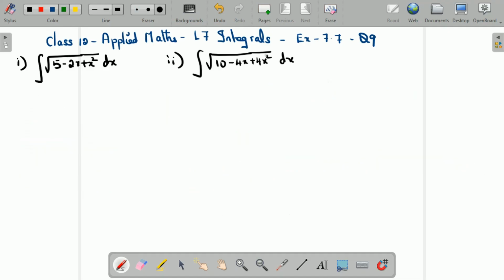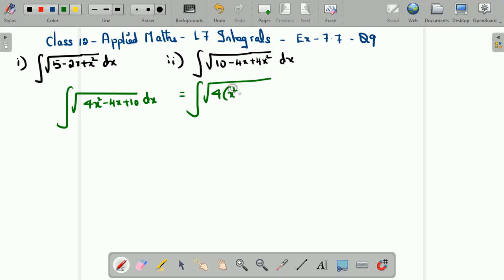Like in the first subdivision, I'm going to rearrange this integral as integral root of 4x squared minus 4x plus 10 dx. Now I'm going to take 4 outside in every term. So this will be integral root of 4 into x squared minus x plus 10 by 4 dx. So now I'm going to take the 4 outside the root, and since it will be 2 and a constant, I'm taking it directly out. So this is 2 into integral of root of x squared minus x plus 10 by 4, which can be simplified as 5 by 2, dx.